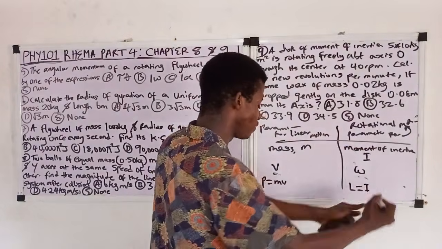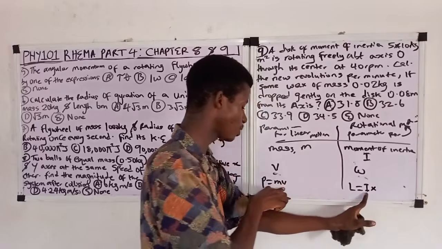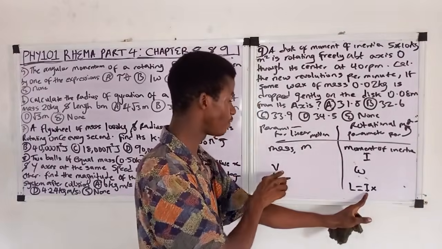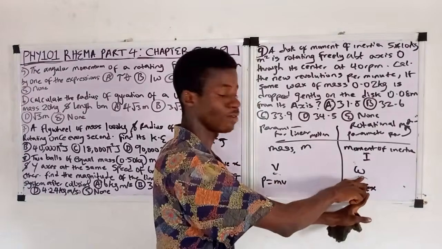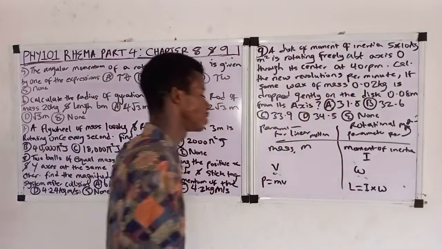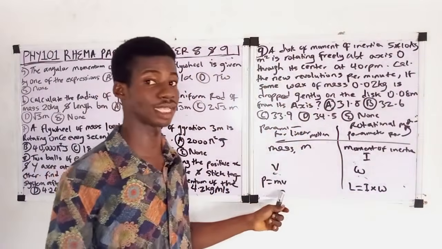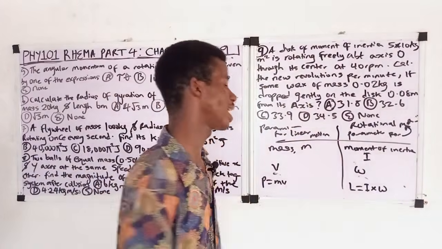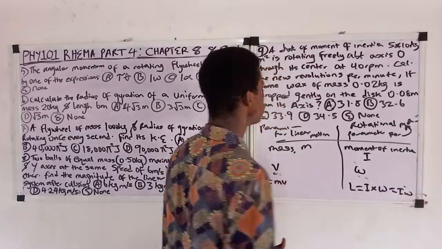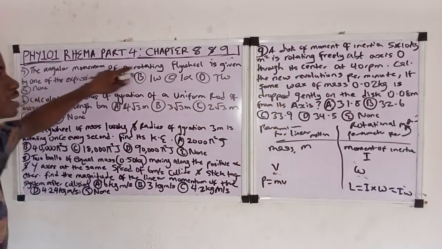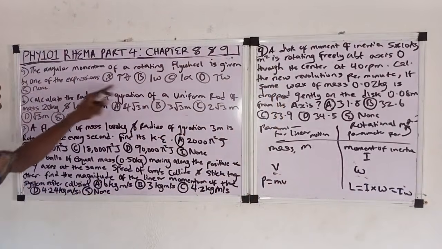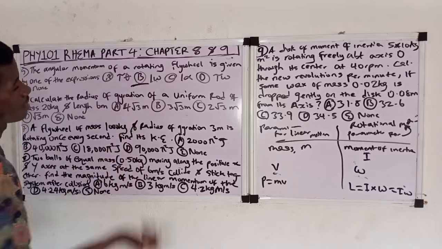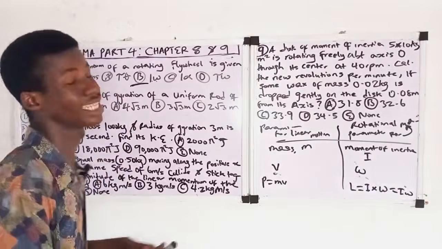So angular momentum will be moment of inertia times... Now, we know that momentum is mass times velocity, so what is the analog of velocity in rotational motion? It is angular velocity. So linear momentum is equal to mass times velocity, then angular momentum is equal to moment of inertia times angular velocity, which is Iω. So let's go back to the question: the angular momentum of a rotating flywheel is given by the expression, which is B, moment of inertia times angular velocity. So that is very easy.